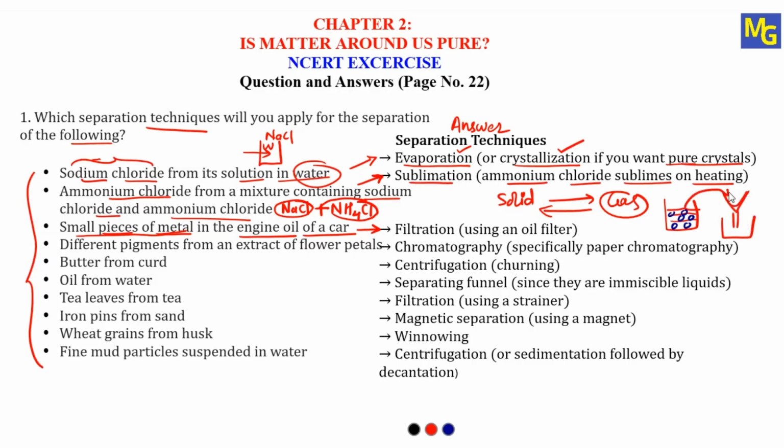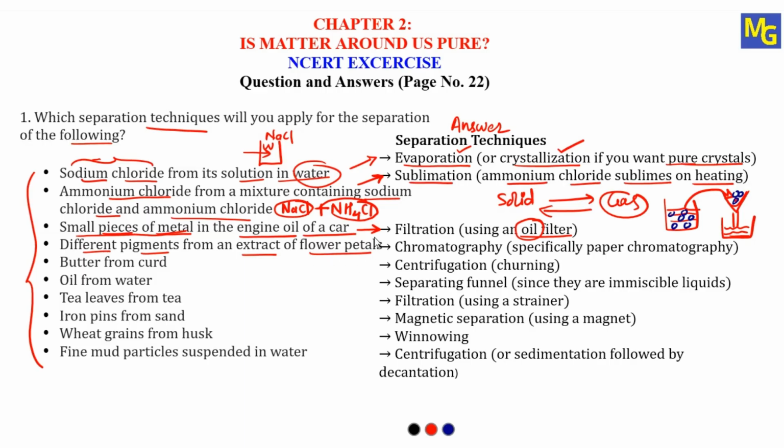When you pour this solution into the funnel, these blue colored metal pieces will remain on the filter paper, and the engine oil, which is in liquid state, will all come down into the beaker. So you can use the filtration technique. Here you can see we use an oil filter. Oil filter means the filter paper you are using should allow oil to filter down. Then the next one is different pigments from an extract of flower petals.